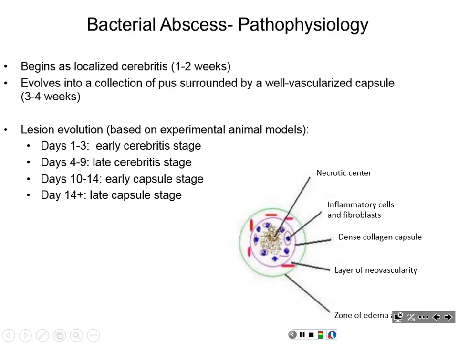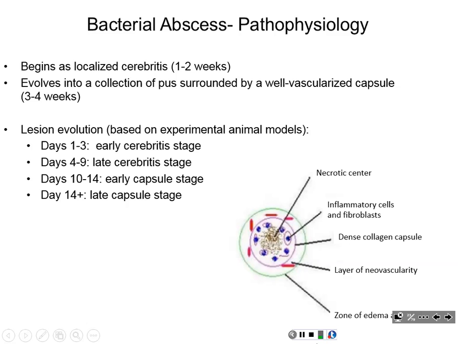And once bacteria have established, a brain abscess evolves through 4 different stages, and that's going to affect how it looks on neuroimaging, so MRI and CAT scan. You're going to see how these stages progress. The first is an early cerebritis stage. Back to my notes. I don't want to tell you guys wrong.